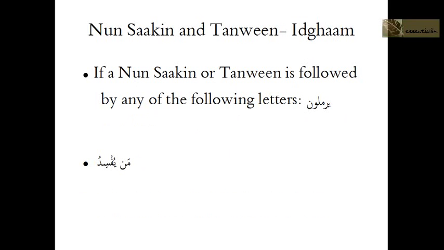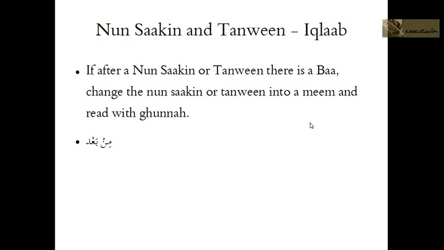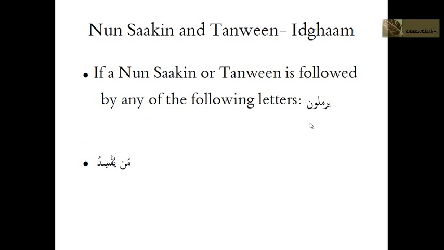Now there's 2 types of Idgham. There's Idgham with Ghunna and Idgham without Ghunna. So if we take now the letters without Ghunna are the Lam and the Ra. Okay? So Lam and the Ra are no ghunna.